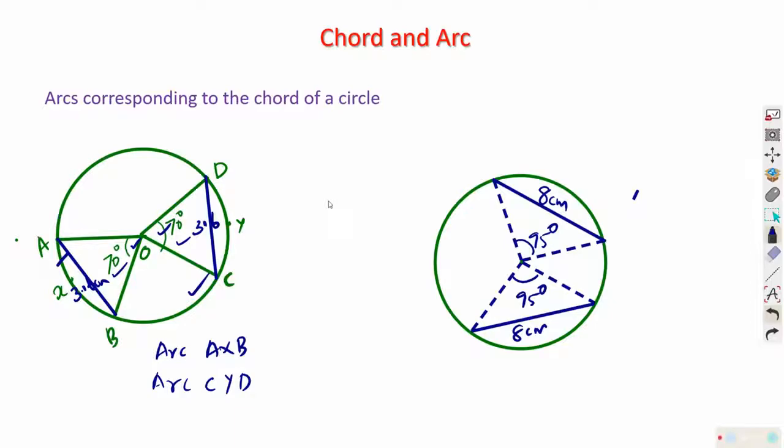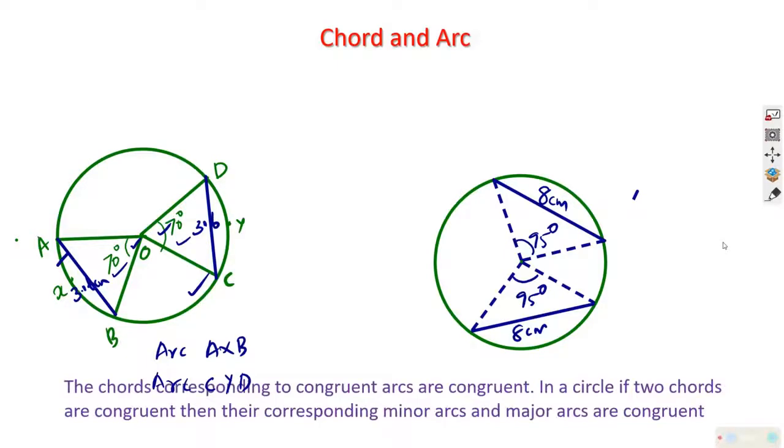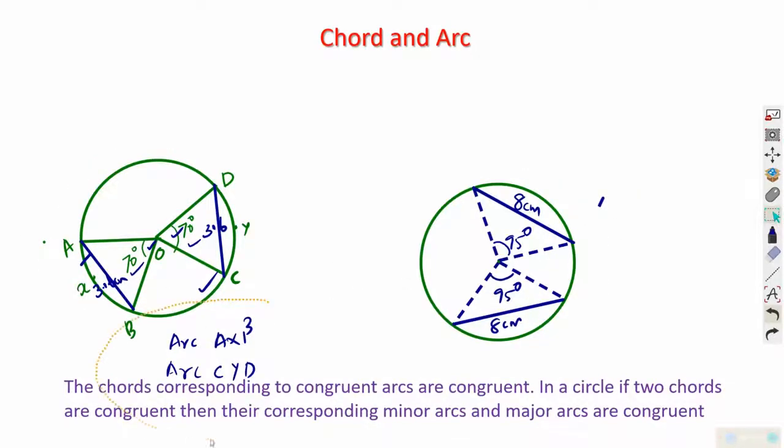Understood? That is a point you should keep in mind. This equality is very important. The chords corresponding to congruent arcs are congruent. Chords are congruent when arcs are congruent. Arc measurement is in angle. That is the first case. If chords are congruent, it means arcs are congruent, and if arcs are congruent, then chords are congruent.